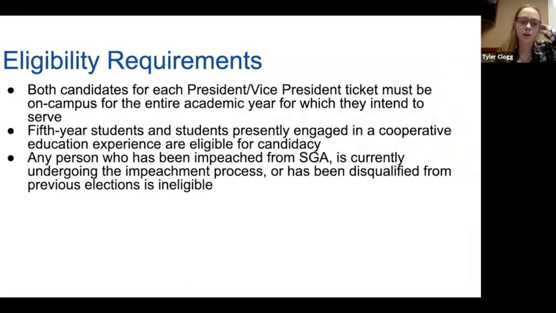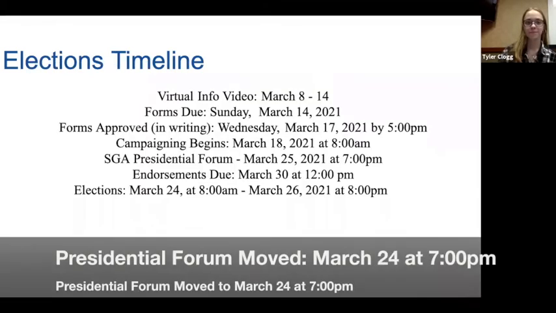Some more requirements are both candidates for each the president/vice president ticket must be on campus for the entire academic year for which they intend to serve, and fifth-year students and students presently engaged in a cooperative education experience are eligible for candidacy. And any person who's been impeached from SGA previously or is undergoing the impeachment process or has been disqualified from previous elections is ineligible to run for elections this spring.